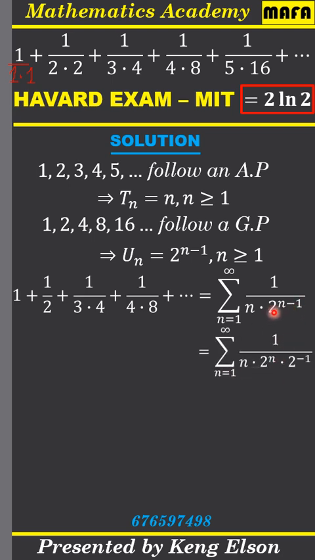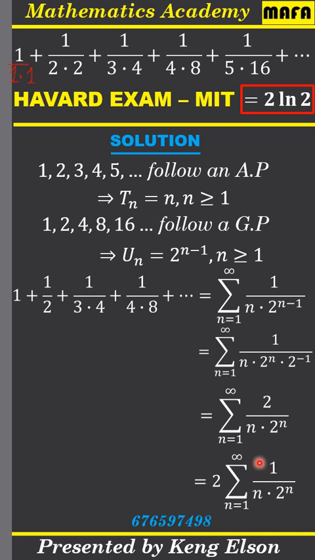So I will start by writing 2 to the n minus 1 as 2 to the n times 2 to the negative 1, then sending 2 to the negative 1 to the numerator to become 2 to the power 1, then removing the 2 out of the sum because it is a constant, we arrive at this position. So in essence, this sum is equal to 2 times the sum from n equal to 1 to infinity of 1 divided by n times 2 raised to the power n.